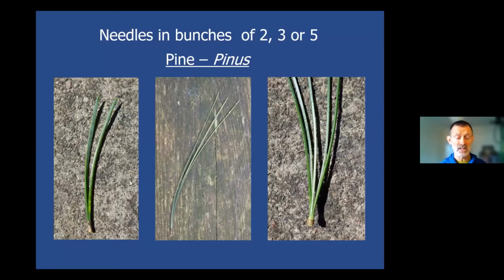So with those, you need to count the number of needles in a bunch, and also look at the length of the needles and how stiff they are. Are they soft and floppy, or are they really stiff? And that will help you get down to the species in pine. But if it's a bunch of 2, 3, or 5, you know you're looking at a pine.